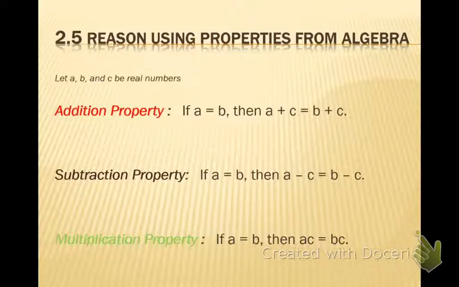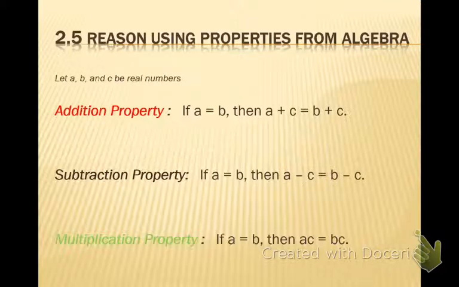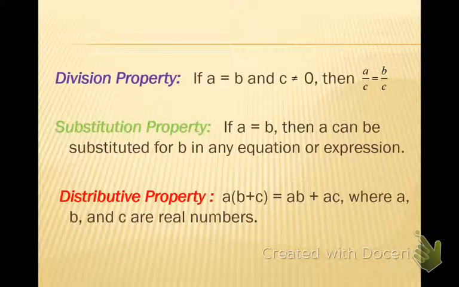Multiplication property: if you multiply the same thing into both sides of the equation, so if A equals B, and I multiply C into A and C into B, then it's still going to be a true equation, an equivalent equation. So the addition property, subtraction property, and the multiplication property. The division property says that if you divide both sides of the equation by the same thing, as long as you're not dividing by 0, because we can't divide by 0, then you have an equivalent equation that just looks different.